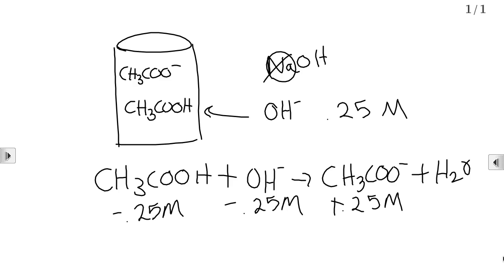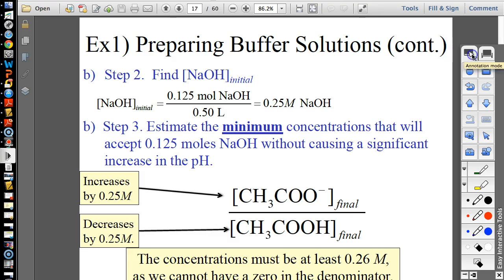Okay. So when we neutralize this hydroxide, it's not like it just makes water. Because it's a weak acid, it's going to make water and its conjugate base. And so not just the acetic acid is going to go down, but the conjugate base, the acetate, is going to go up. Because I made it when I neutralized this. You okay? All right. So this is going to increase by 0.25 molar. I just showed you that. This is going to decrease by 0.25 molar.